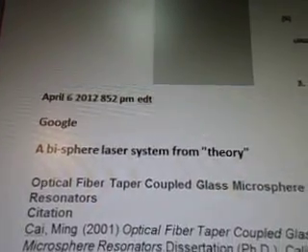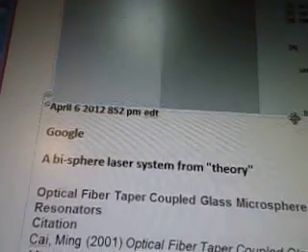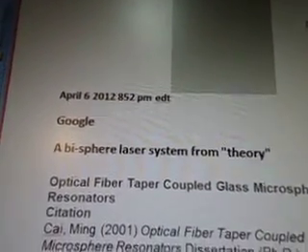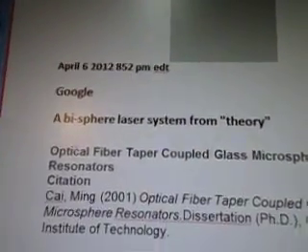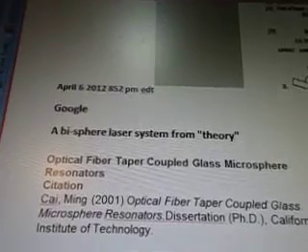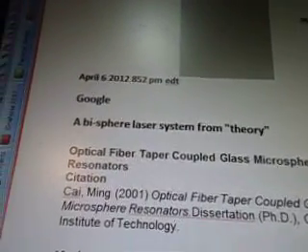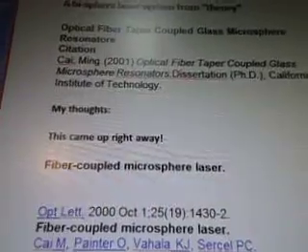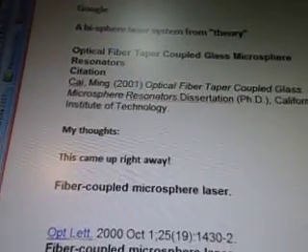Again, I'm videotaping my research. That's all I'm doing. It's up to you guys to figure out what you can do with this stuff. Okay, so I'm going to Google a bisphere laser system from theory. So up comes the optical fiber taper coupled glass microsphere resonators from Kai Ming, 2001. My thoughts. This came up right away.